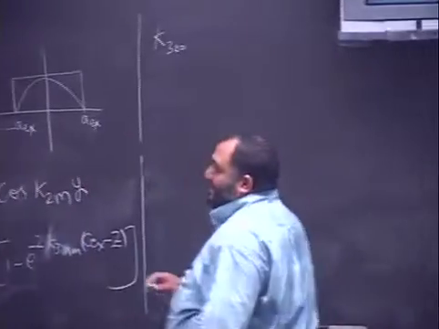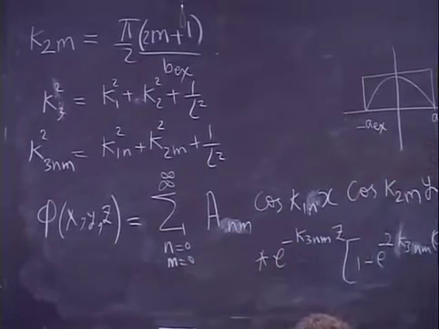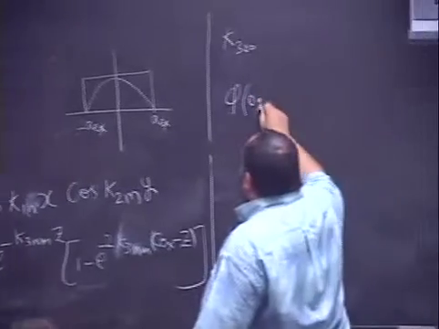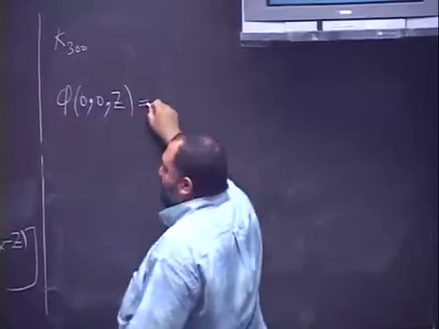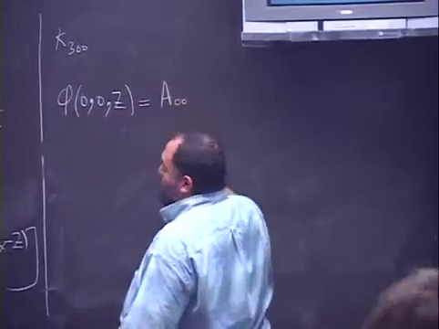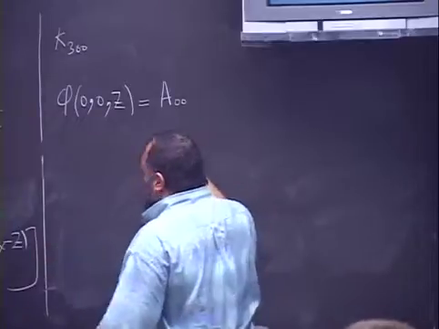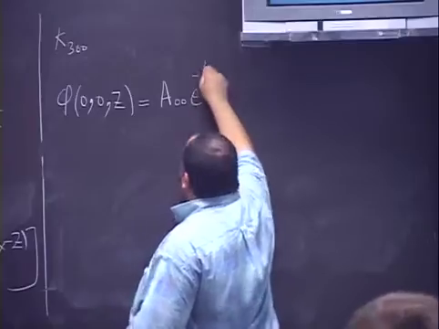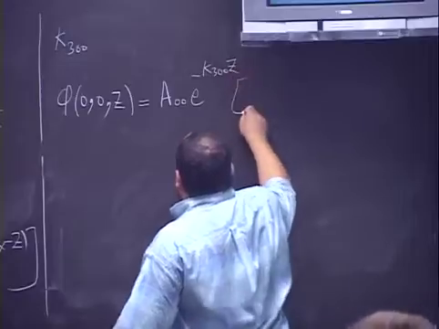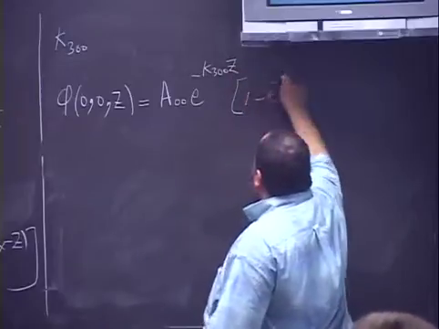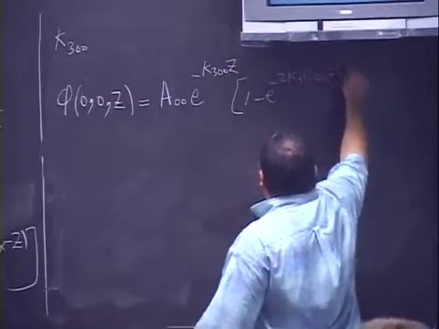And I can make it what? Now, because I have only N equal to 0 and M equal to 0, I no longer need the summation, and the flux on axis at X equal to 0, Y equal to 0, and at any Z location will be just equal to what? A00, cosine 0 is what? 1. And the other cosine 0 is what? 1. E to the power of what? Negative K300 multiplied by Z. And here multiplied by 1 minus e to the power of minus 2 K3 (C extrapolated minus Z) here.